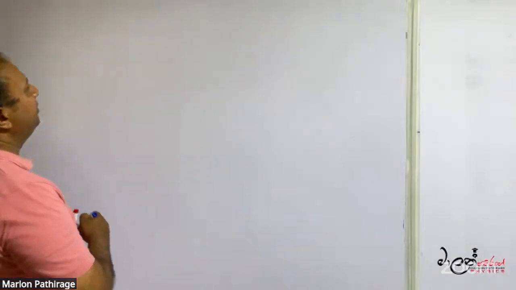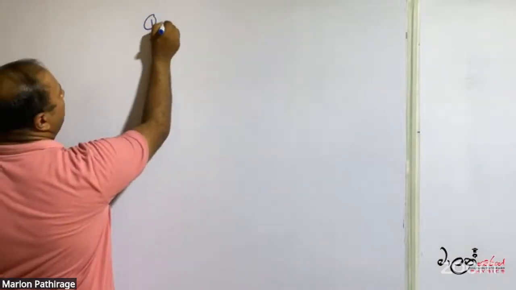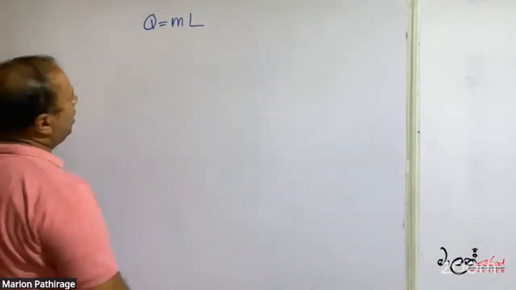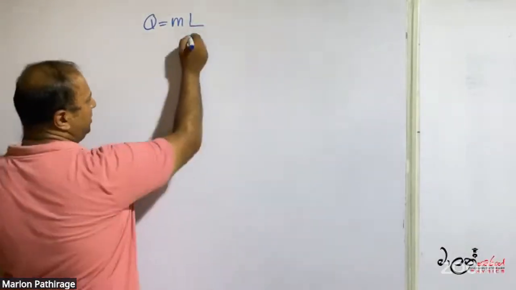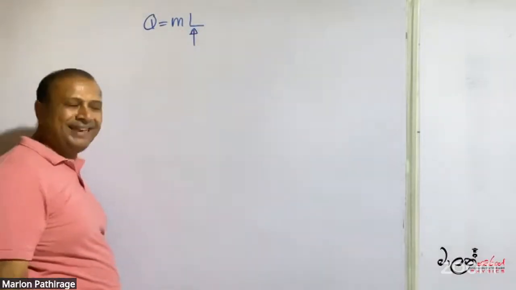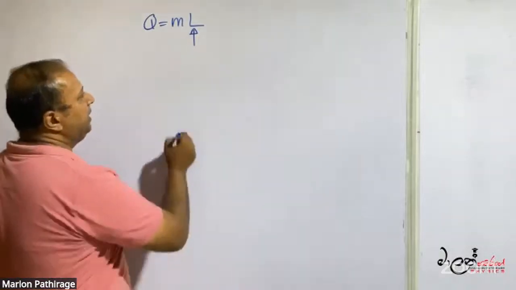Now we know this thing: Q equals ml equation. But in this equation, this term is called specific latent heat. The specific latent heat.